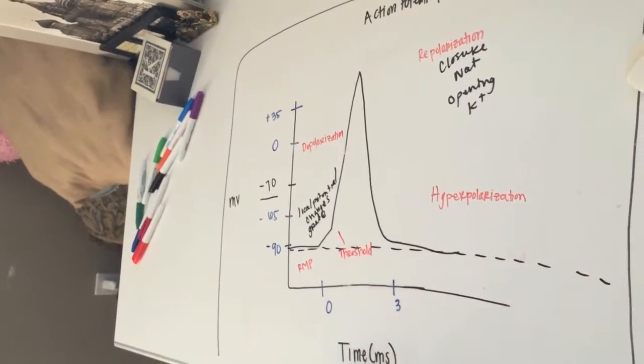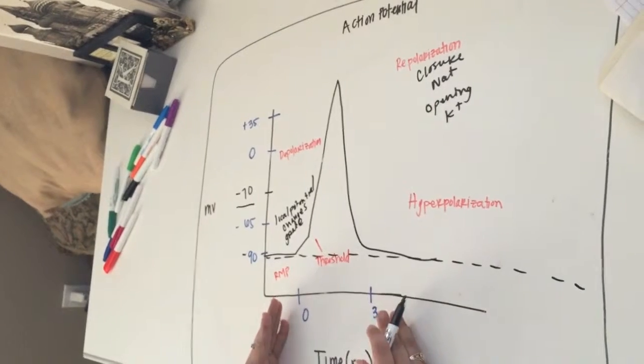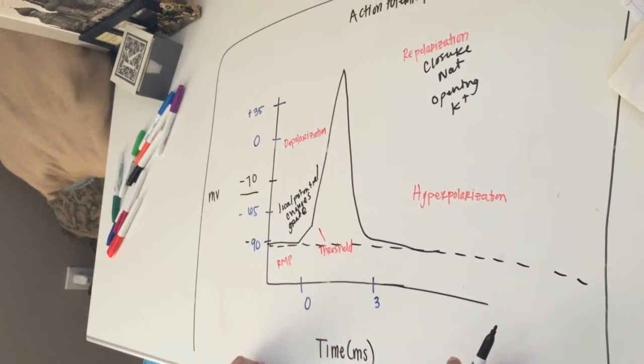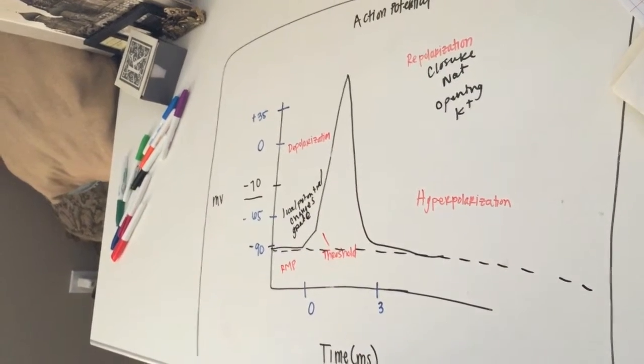So all of this occurs within the time frame of 0 to 3 milliseconds. So that's just a basic overview of action potential.